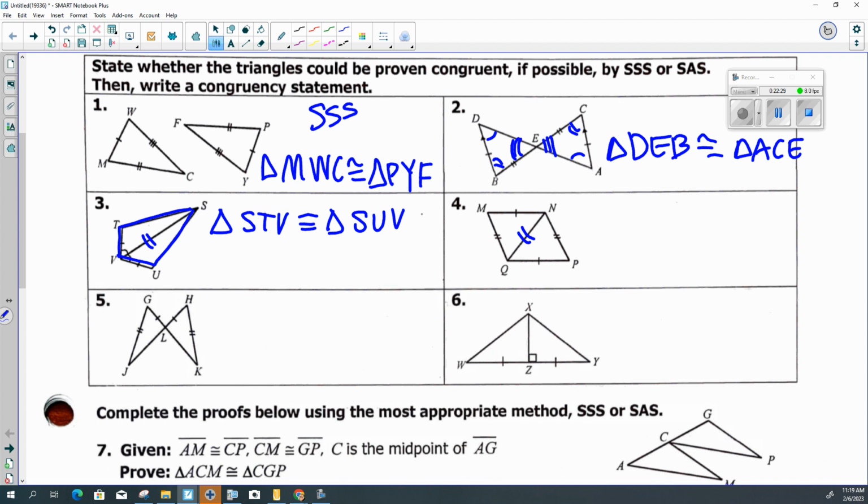This one's definitely side, side, side. So triangle, I'm going to go M, N, Q. If I started with this one and then went to N, I went past the single dash. So P, Q, N. It's hard when they've been rotated like that sometimes.